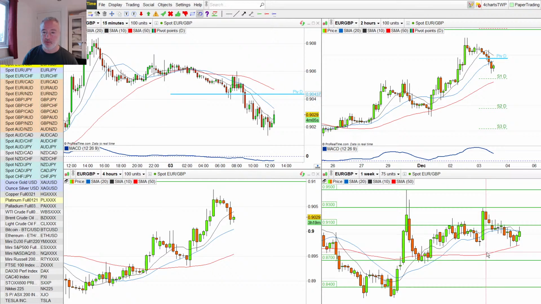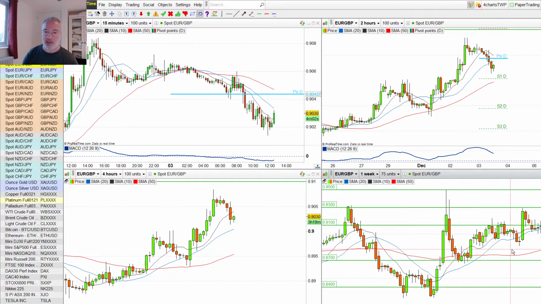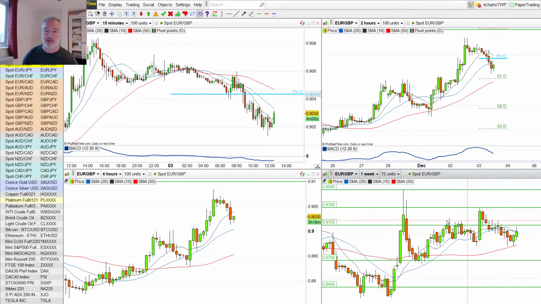Okay, Euro GBP. So the problem with Euro GBP is that it's largely a range-bound currency. It's still in the throes of Brexit, and therefore could be that.